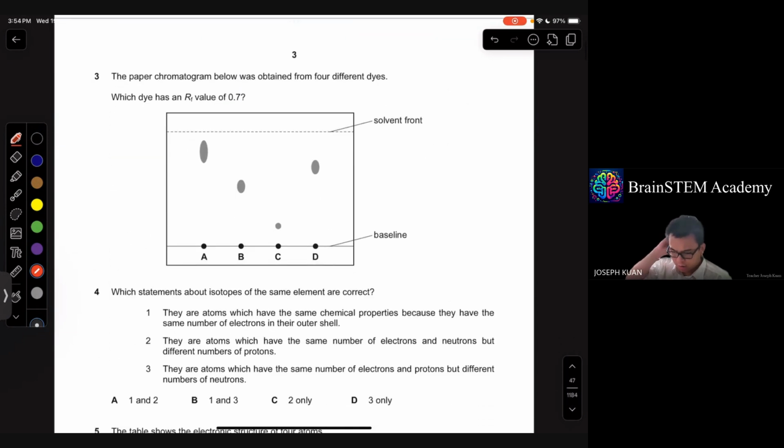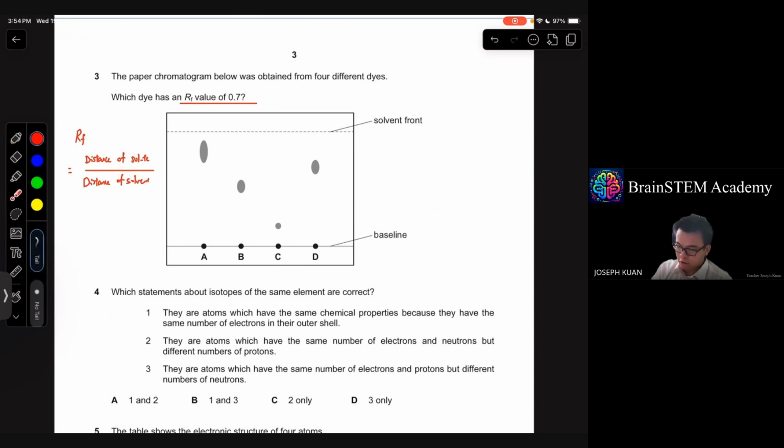Moving on, question number 3. The paper chromatogram below was obtained from 4 different dyes. Which dye has a retention factor value of 0.7? RF for chromatography is the distance traveled by the solute over distance traveled by the solvent. And you have to use a ruler to measure from the baseline, the distance from the baseline to the solvent front, and then the distance from the baseline to the solute.